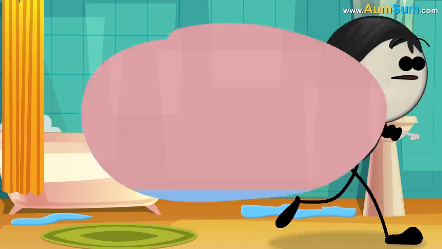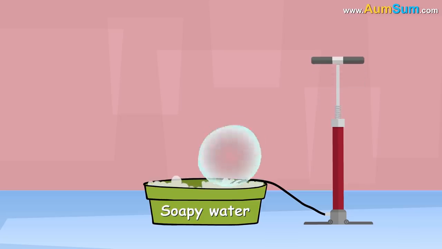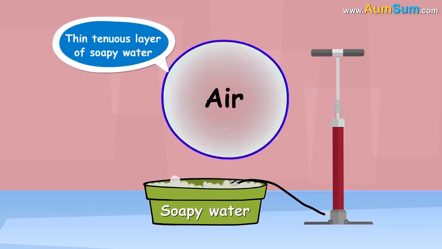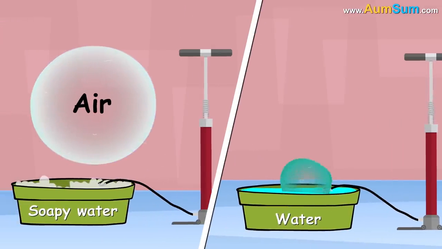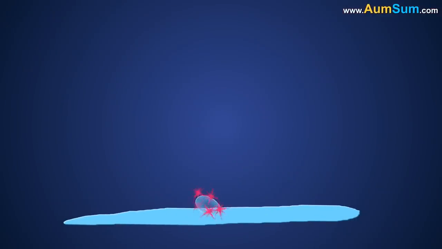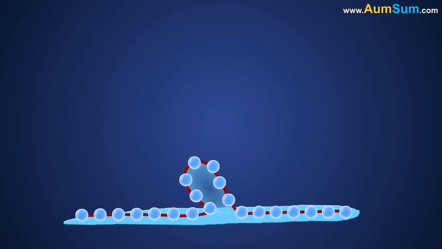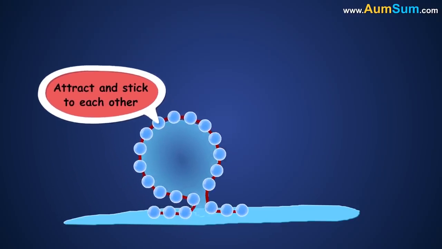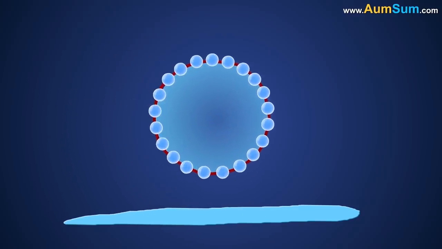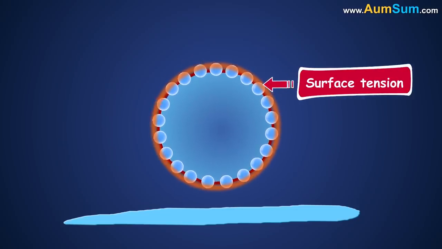Nah. A bubble is basically a pocket of air surrounded by a thin, tenuous layer of soapy water. This thin layer can be of just water too, but such bubbles don't float. Now, bubbles form because of a special property of water molecules to attract and stick to each other. These attractive forces between water molecules produce what's called surface tension.